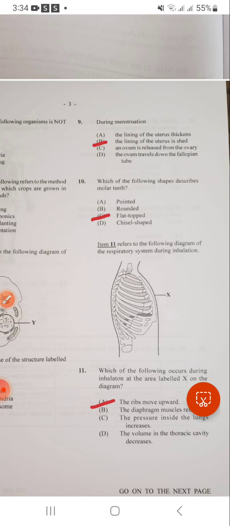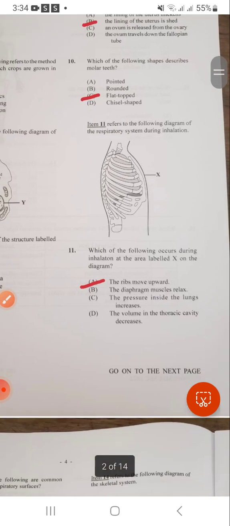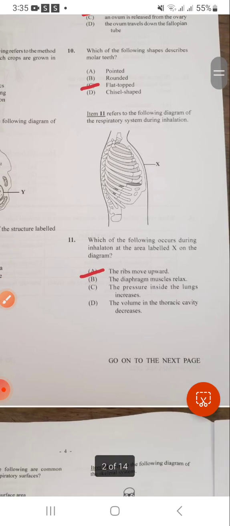Question number 10. Which of the following shapes describes the molar teeth? The molar is a flat top for the most part. That is C. Question number 11 says, which of the following occurs during the inhalation at the area labeled X on the diagram? And the response is the rib cage moves upwards. That is A.